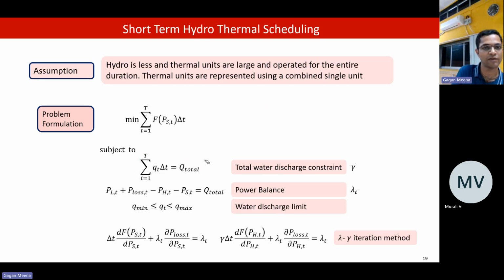So we have only this much Q total. And another is the power balance equation. Power should be balanced. So whatever load is there plus losses should be met by the hydro plus the thermal generator. Then there is the water discharge limit. This is the power rating, and this we can say is the energy rating, Q total.